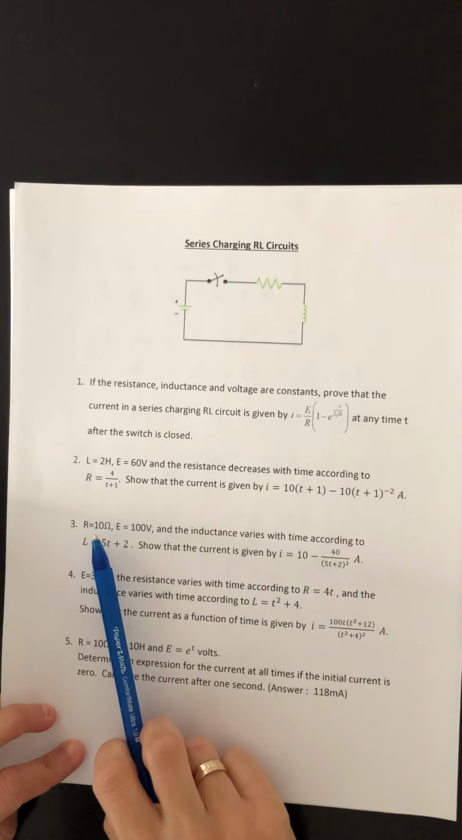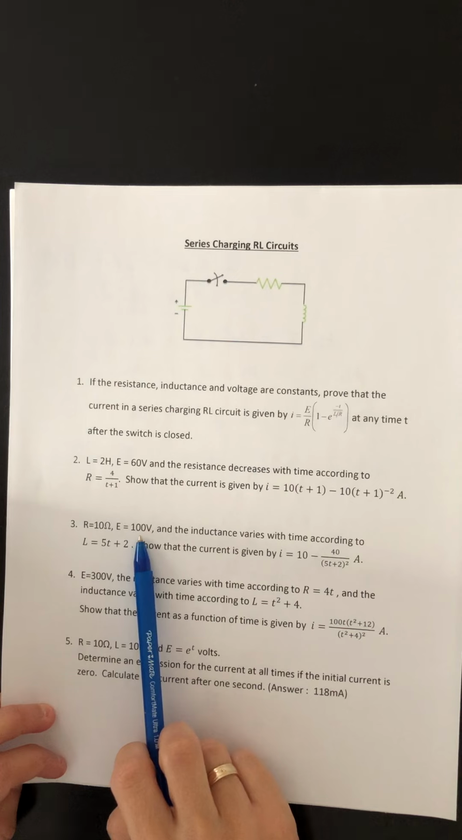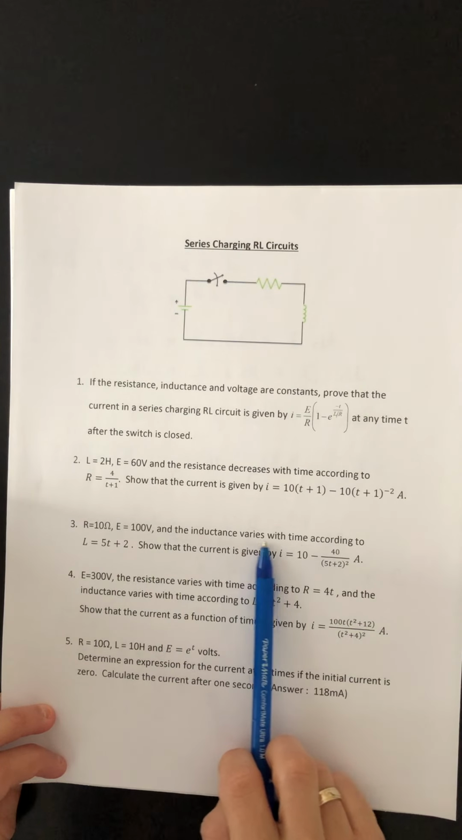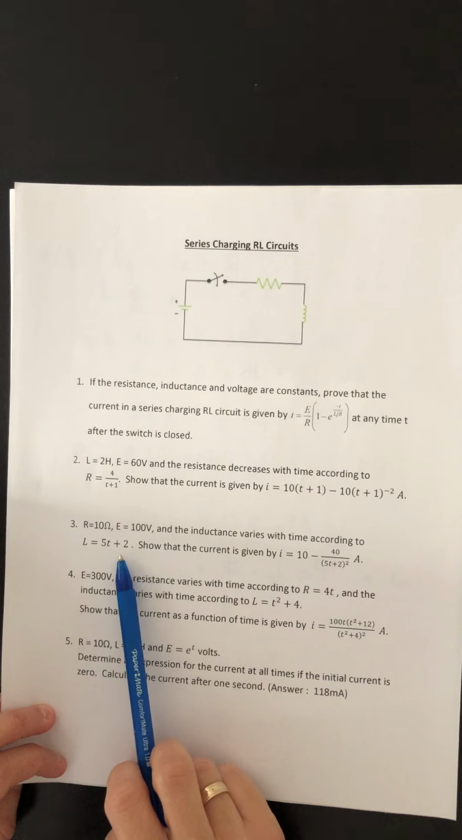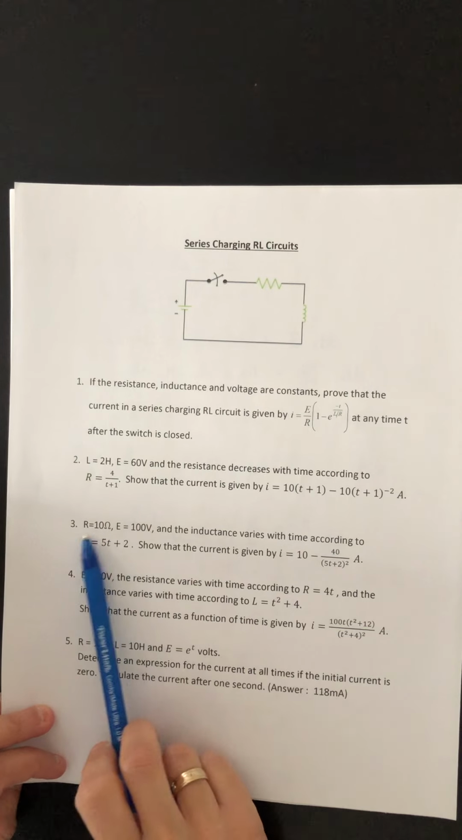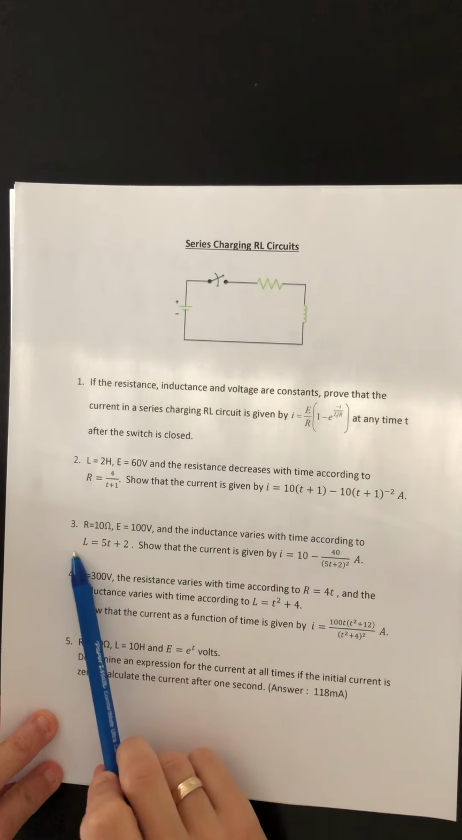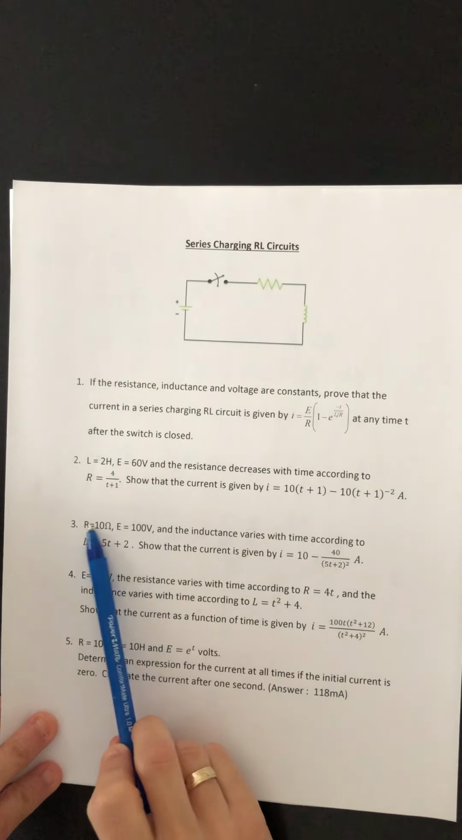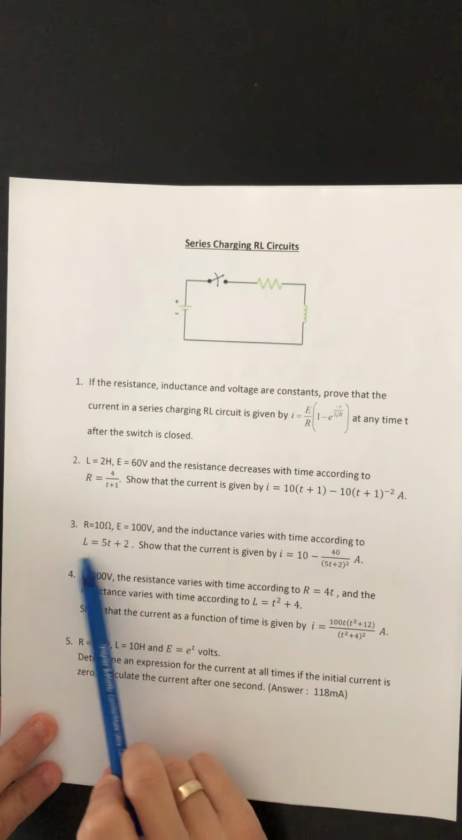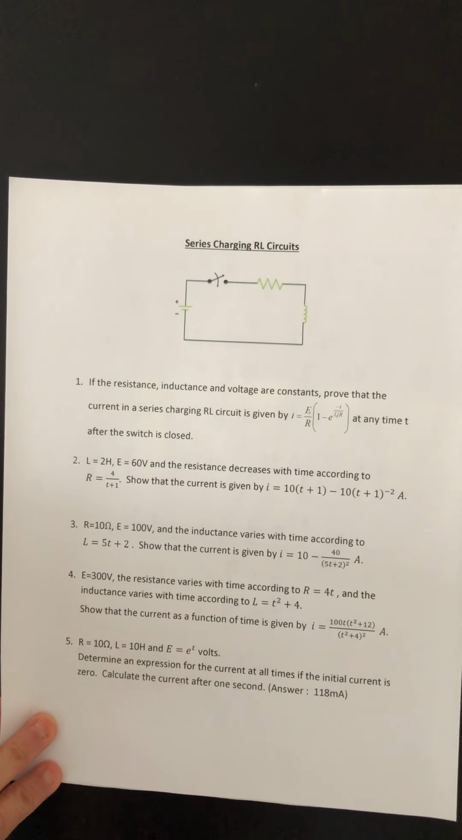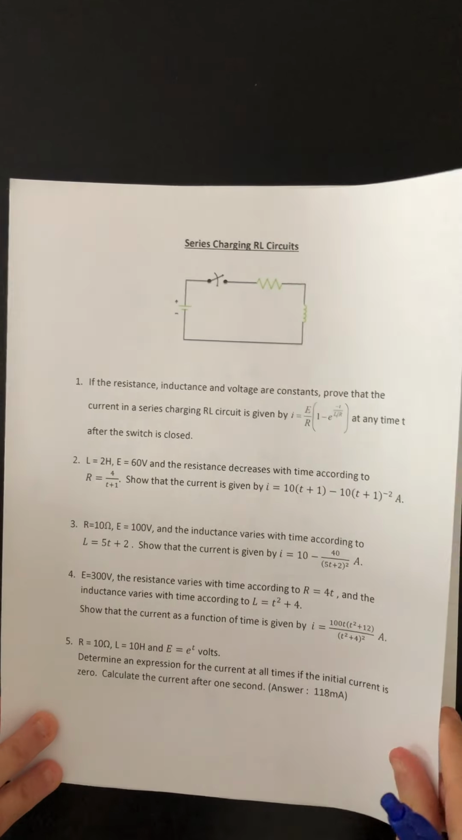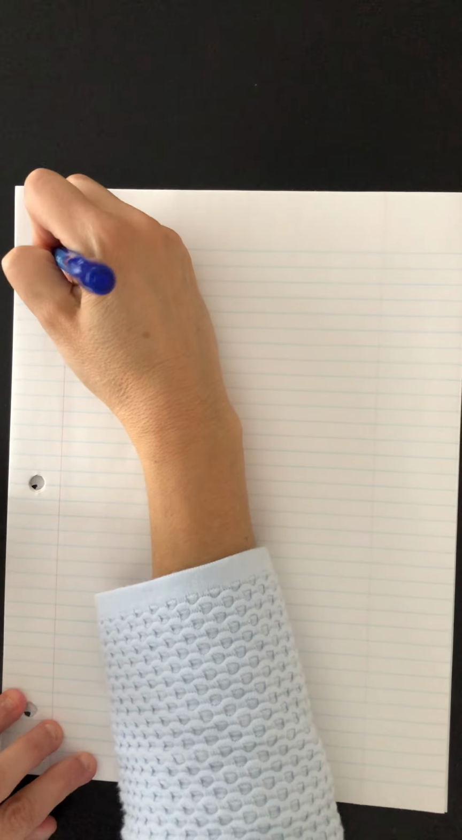So take a look. It says the resistance is 10 ohms, the voltage is 100 volts. The inductance varies with time according to L equals 5t plus 2. So this is the big difference in problem number 3. It is the fact that the inductance is not just a constant now, it's variable. But we're going to still use the methods that we used in the first example. So let's go ahead. I might as well start a new page and try this problem.